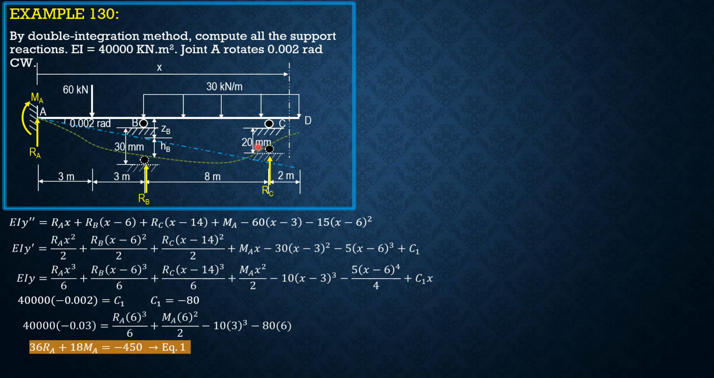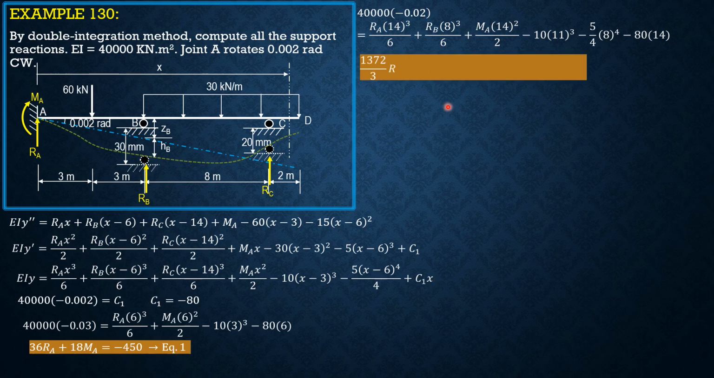Then, when x is 14, y is negative 0.02 meter. So 40,000 times negative 0.02 equals RA 14 cubed over 6 plus RB 8 cubed over 6 plus 0 plus MA 14 squared over 2 minus 10 times 11 cubed minus 5 fourths 8 to the fourth minus 80 times 14. Simplifying, 1372 over 3 RA plus 256 over 3 RB plus 98 MA is equal to 18750. Call that equation 2.